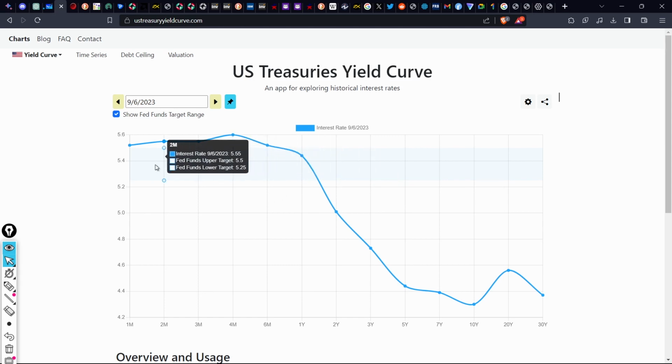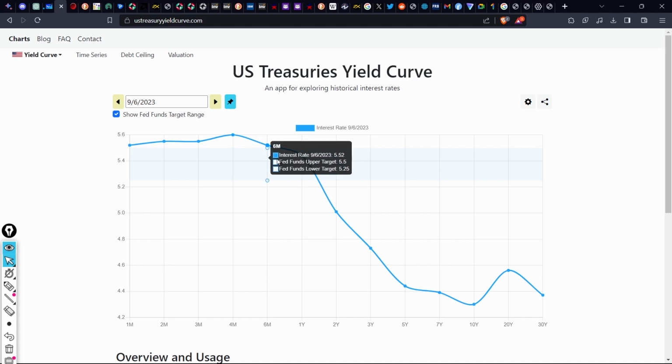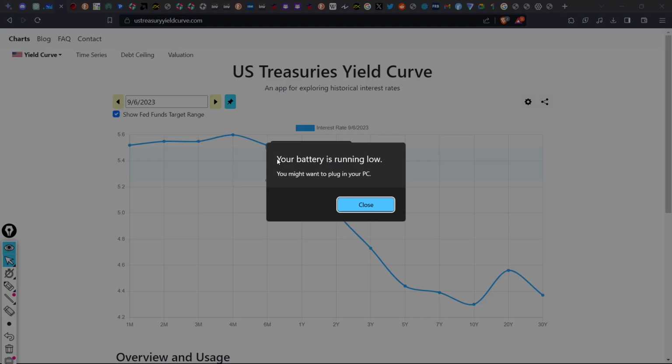As you can see, first, the federal funds target range is between 5.25 to 5.5 percentage points, and the 2 month yield is at 5.55%. The 1 month yield is at 5.52%. The 3 month is 5.55, the 4 month 5.6%, and the 6 month is at 5.52.